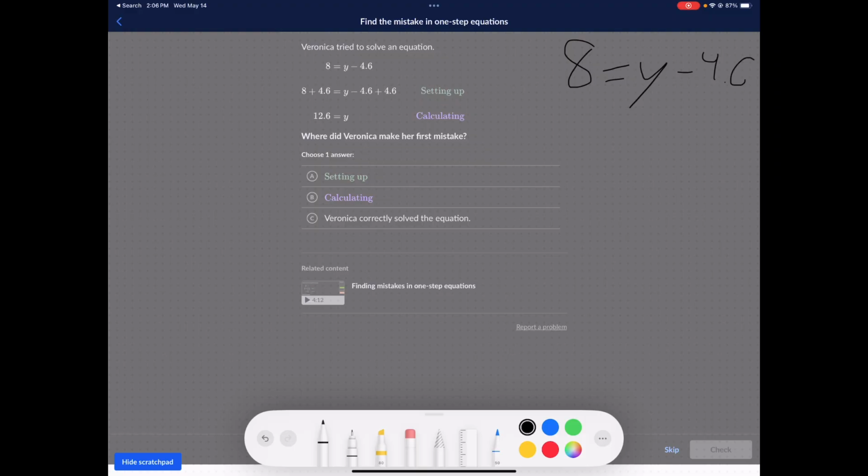Veronica, if you saw my last video, you would know how to add to both sides. So, plus 4.6 here would get us 12.6 is equal to y. So this is our equation, and we have validated this with proper evidence. So let's see what we got here.